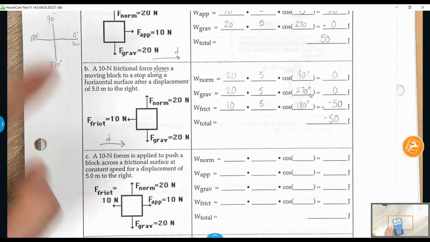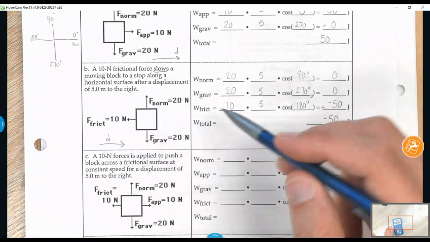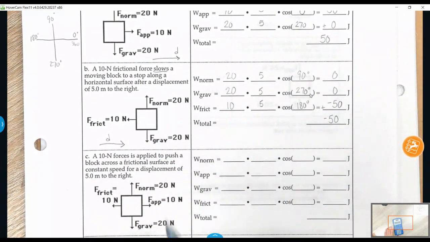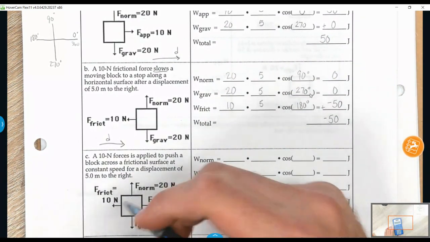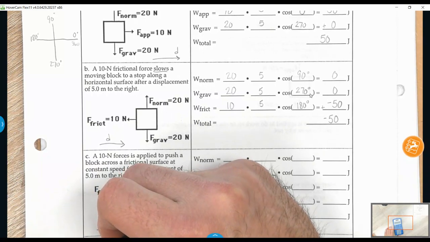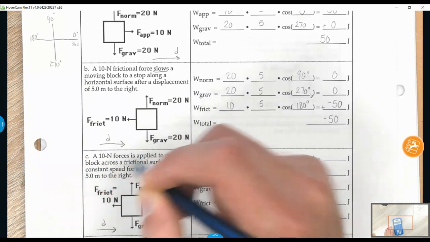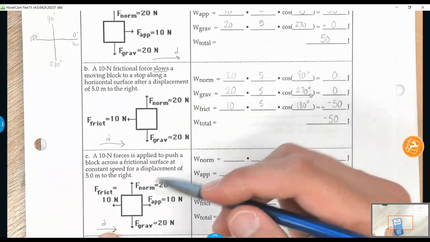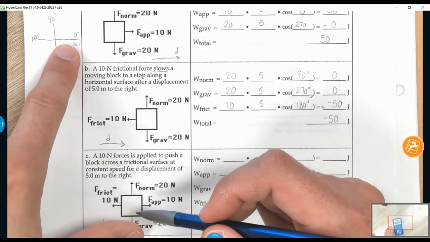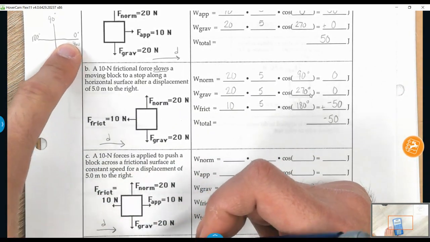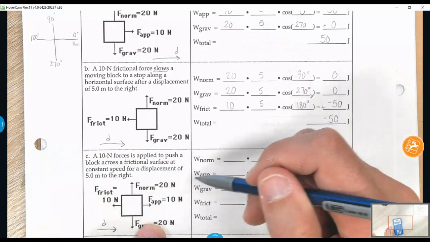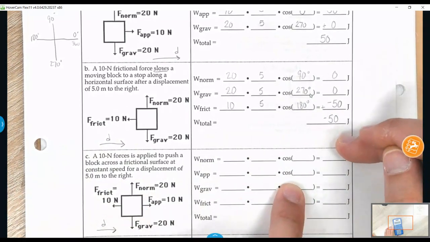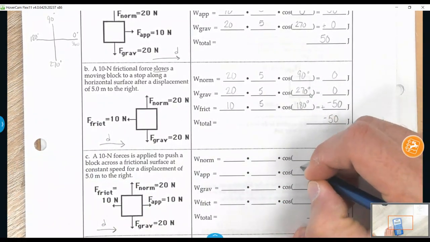Still want my little coordinate plane showing here. What direction is the displacement of this thing, guys? To the right. It's important because that tells me what my directions are going to be. If it's to the right, we're going to make that 0 going to the right. So that means the applied force will be what degrees?